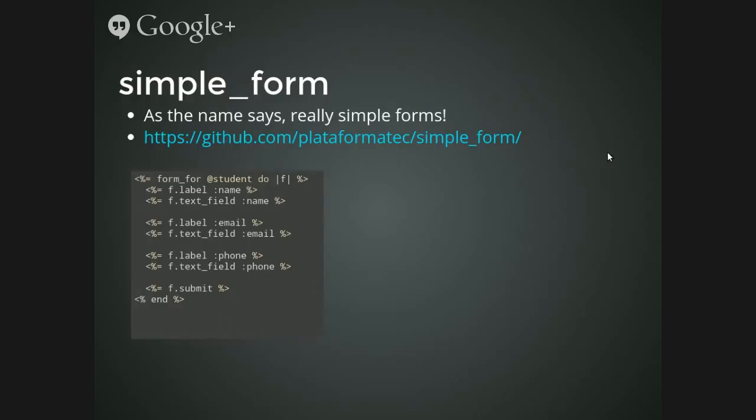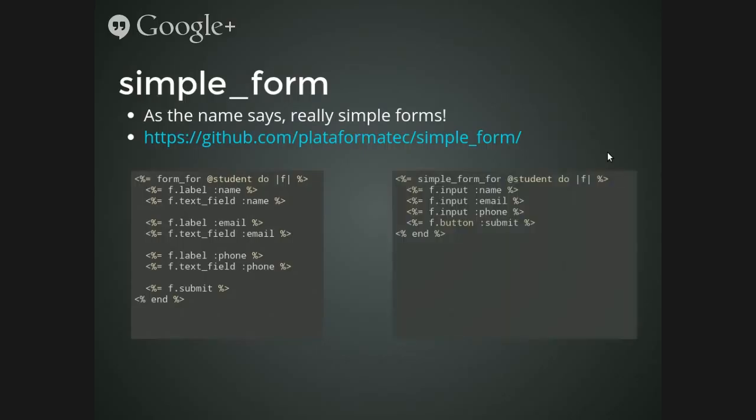If you look at this though, I'm writing label and text field over and over again, and it seems kind of redundant. So someone came along and decided they could write a better form utility, and so he made SimpleForm. This is SimpleForm, it's just that. F.input is essentially shorthand for making a label and the right input.